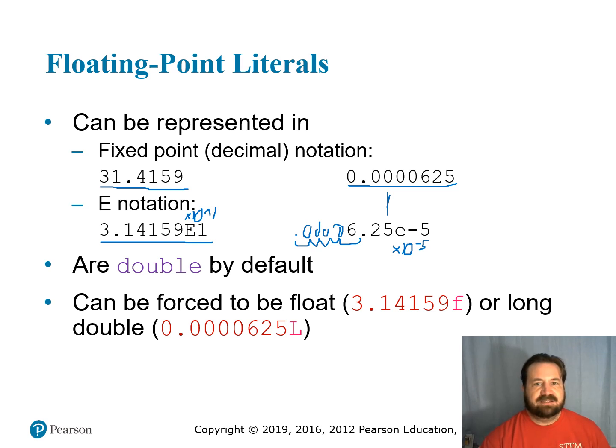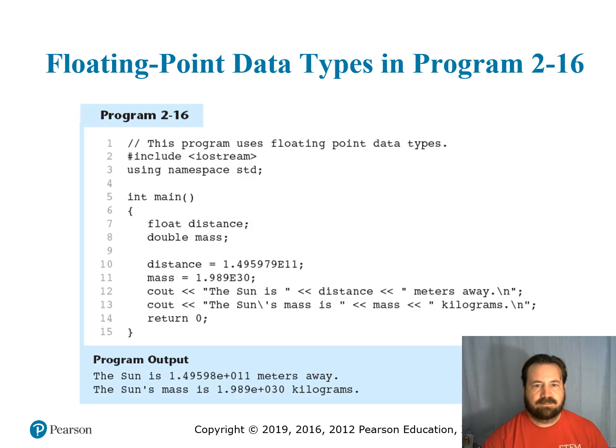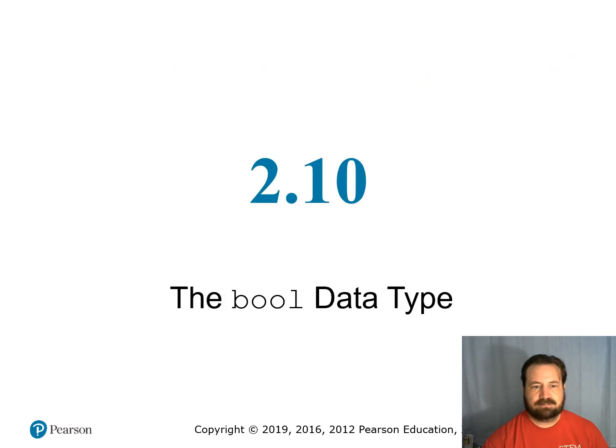When you write a decimal fixed point or an E notation number, it's going to be treated as a double by the compiler by default. If for some reason you want to lose precision, you can force it to be a float, a single precision. Or if you want to access a long double, you can use a capital L after it. Okay. This program uses a couple of floating point numbers indicating the sun's distance and mass.